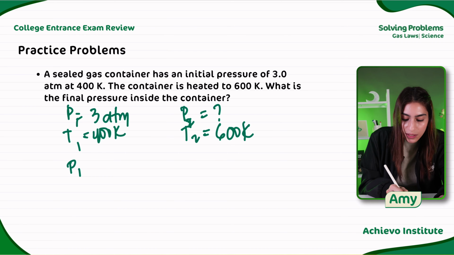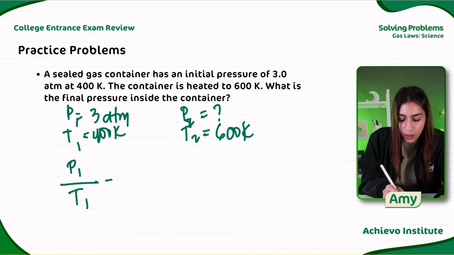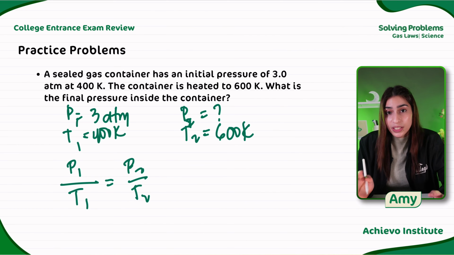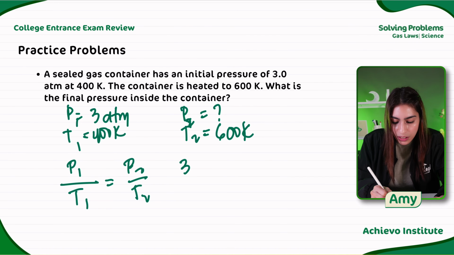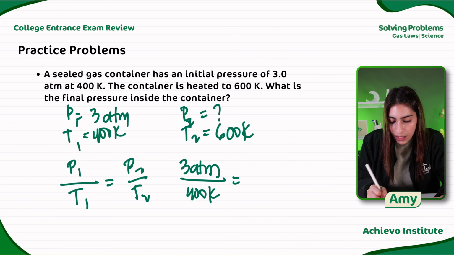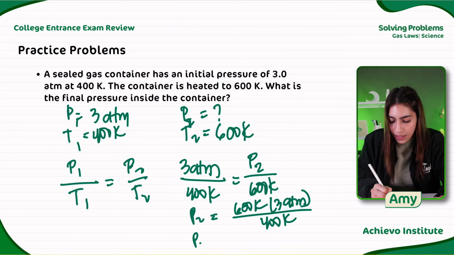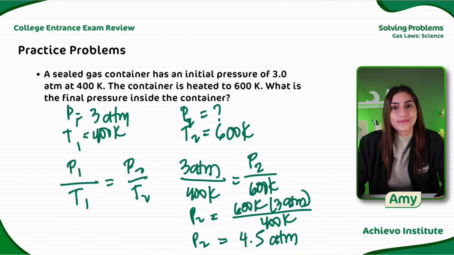So Gay-Lussac's law states that P1 over T1 is equal to P2 over T2. So let's just plug and play. That's 3 atmosphere over 400 Kelvin is equal to P2 over 600 Kelvin. P2 is just 600 Kelvin times 3 atmosphere over 400 Kelvin, and that gives us a final pressure of 4.5 atmosphere.